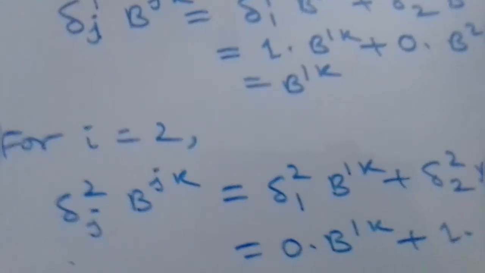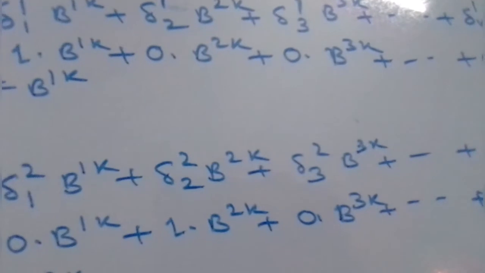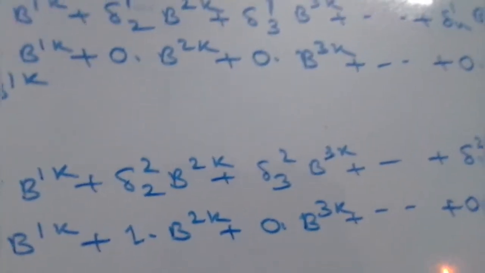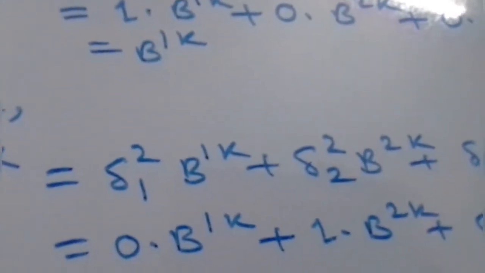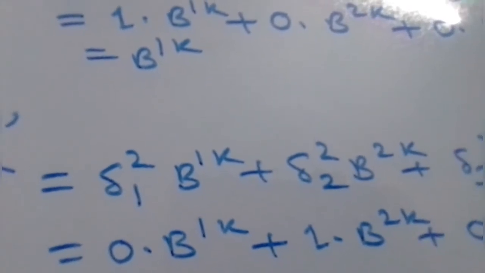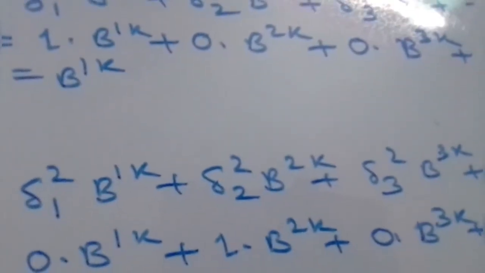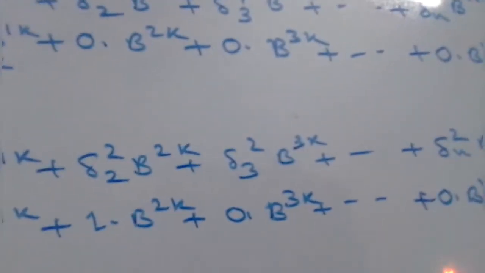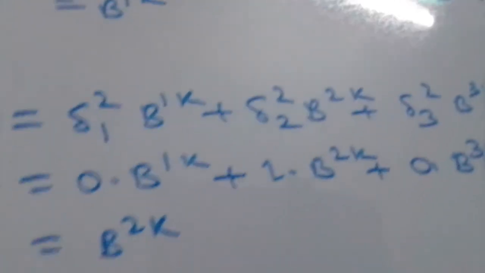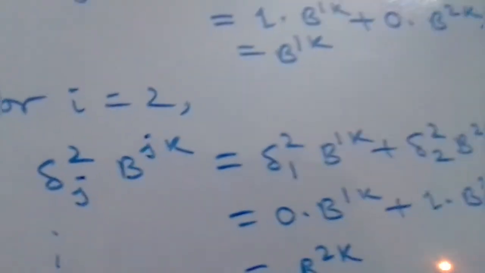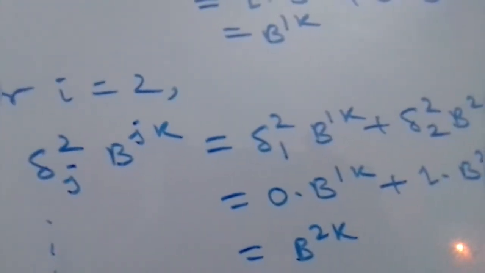Next, for i equal to 2, similarly we can write delta 2j bjk, that is delta 2 1 b1k, delta 2 2 b2k, delta 2 3 b3k, and delta 2n bnk. Here delta 2 1 is 0, so 0 into b1k, delta 2 2 is 1, so 1 into b2k, delta 2 3 is 0 into b3k, and 0 into bnk. So delta 2j bjk is equal to b2k.